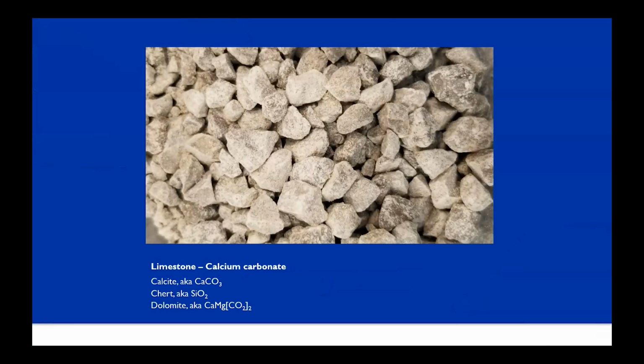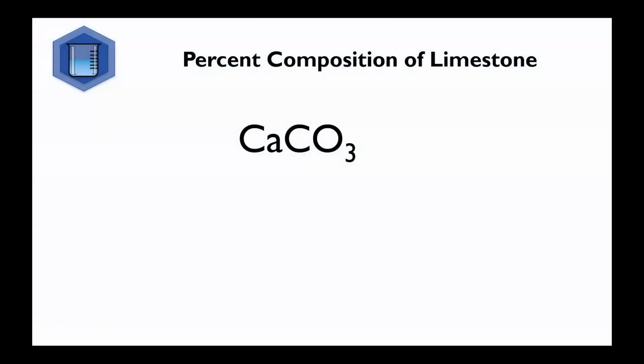Background. Limestone is an extremely common sedimentary rock that makes up most of the exposed rock on Earth's surface. From a chemical standpoint, limestone is composed of the minerals calcite, or calcium carbonate; chert, known as silica or SiO2; and dolomite, or calcium magnesium carbonate. In this lab, we're going to determine the percent composition of calcium carbonate in a limestone sample.